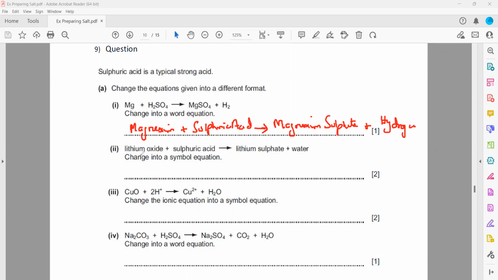Then change into symbolic. Lithium oxide: you have to first check. Lithium is group 1 and oxygen is group 6. So lithium oxide will be Li2O. Sulfuric acid is H2SO4. It gives lithium sulfate. Lithium is group 1, plus 1, and sulfate is minus 2. So it will form Li2SO4 plus water, which is H2O.